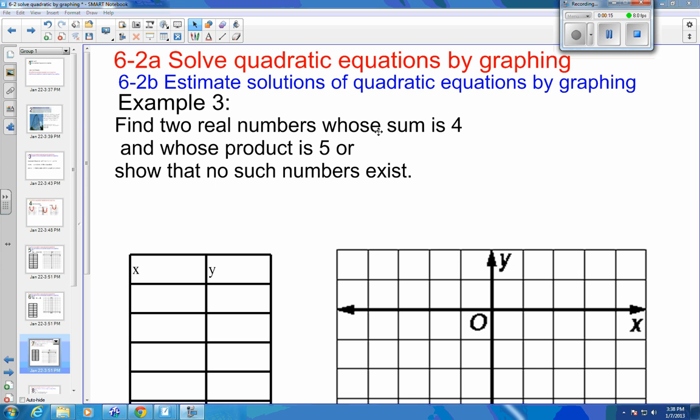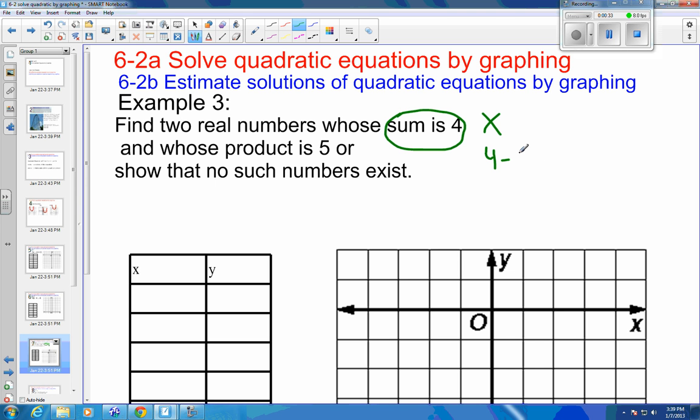So we want to find two real numbers whose sum is 4 and whose product is 5. Well, we could use two different variables, but that's not going to get us where we want. We need to deal with one variable. So we know that x could be one of our numbers, and we know the sum is 4. So the other number would be 4 minus x, because x plus 4 minus x would get us back to 4. So that's our little trick.